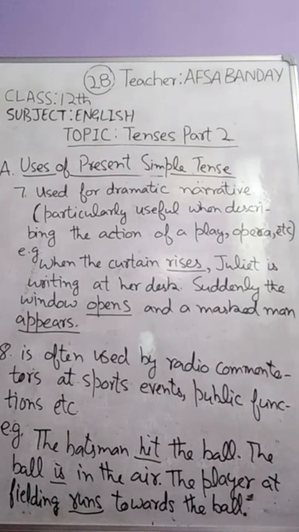Number seven, present simple is used for dramatic narrative, particularly useful when describing the action of a play, opera, etc. For example, we say when the curtain rises, Juliet is writing at her desk, suddenly the window opens and a masked man appears. So we have used present simple.